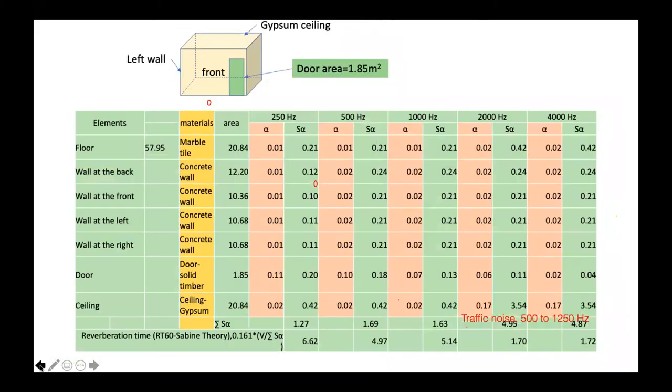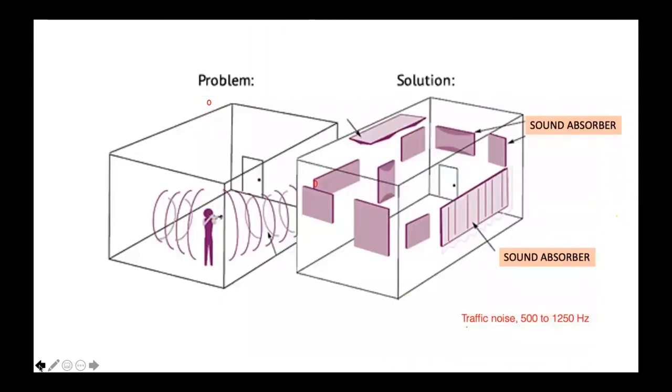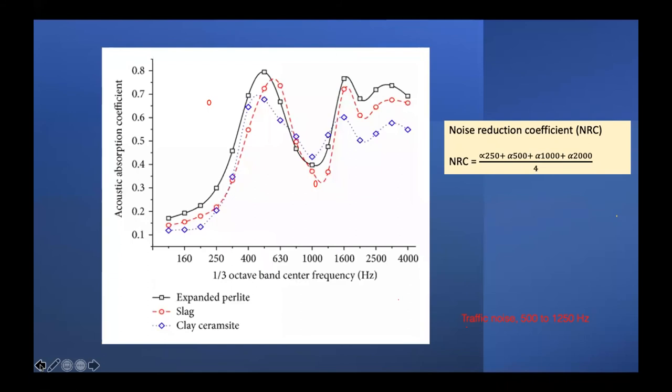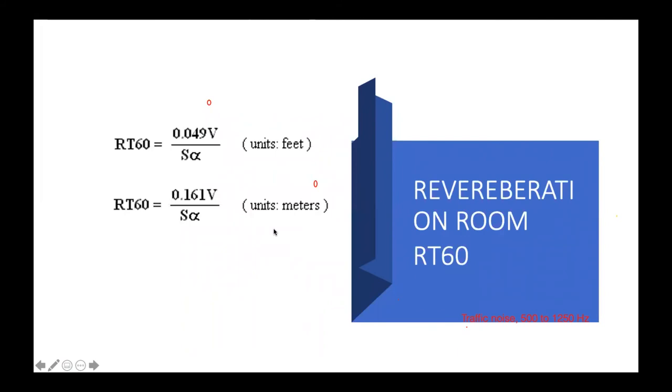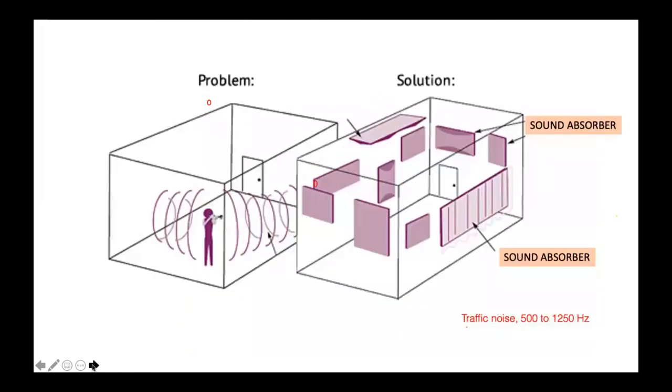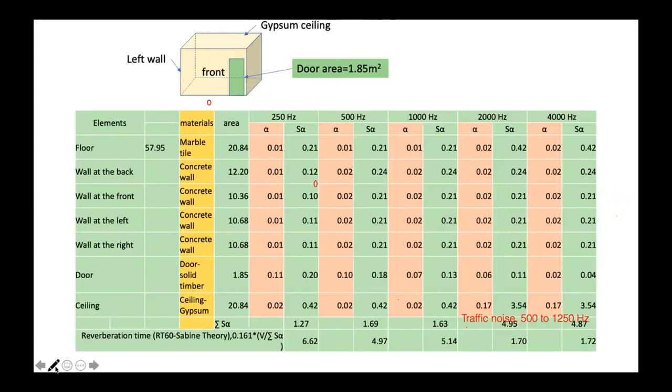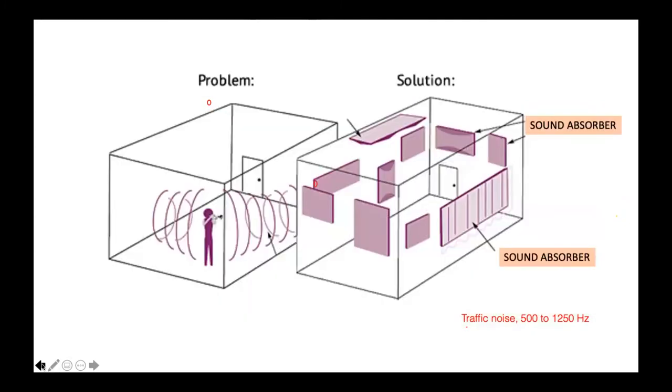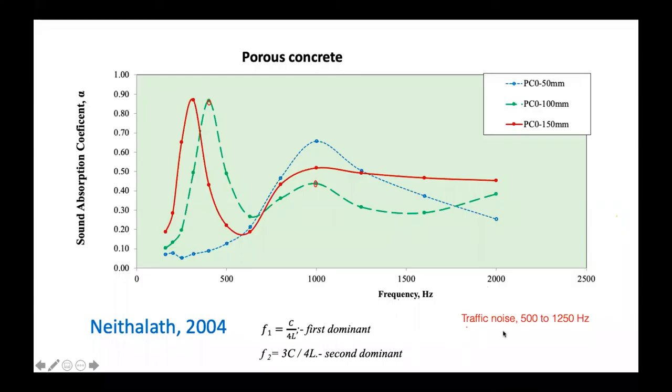So for Martin or Farazila, our intention is to get the material that can absorb sound, but it's not necessarily with high sound absorption, as you can see from the example I've given to you. For example, if you want to treat traffic noise, we want the alpha higher at 500 to 1500. It's not necessarily higher at the low frequency.